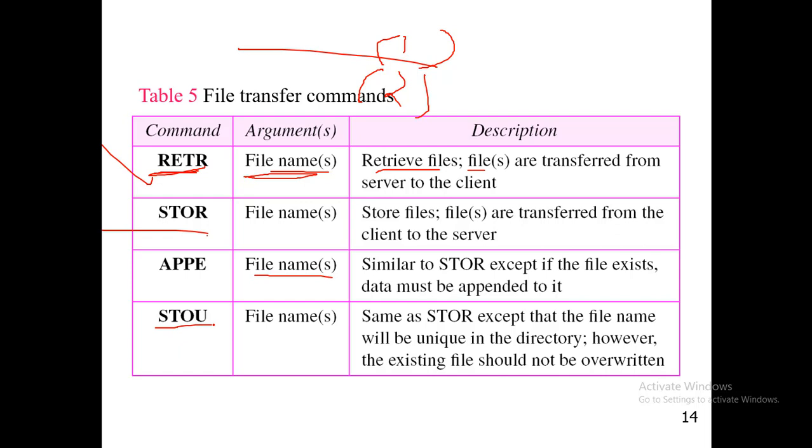The last one is store unique, and after that you have to pass the name of that file as the argument, and it is the same as store, except the file name must be unique in the directory. The existing file should not be overwritten. So the first name will be the same, but it will not be overridden. In the earlier case it was overridden, but in this case it will not be overridden. It will be saved with a new name.